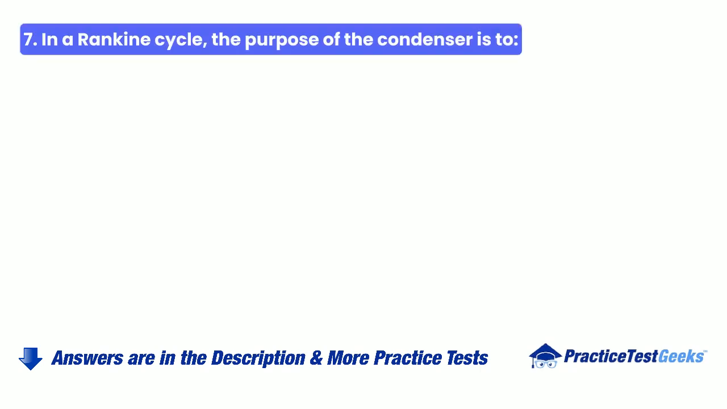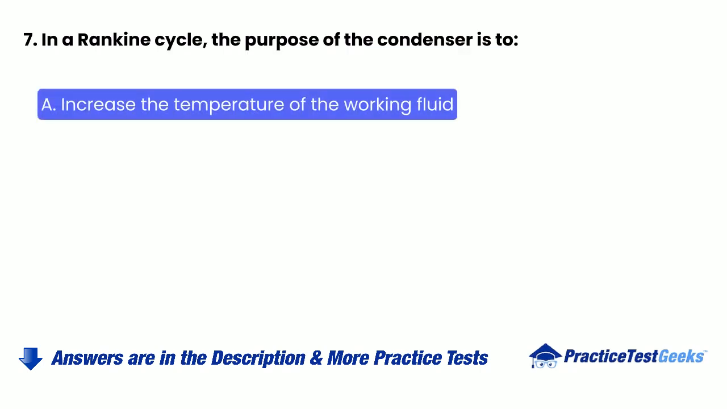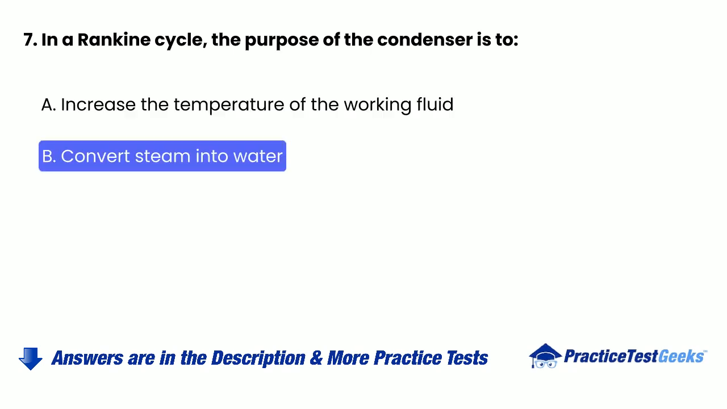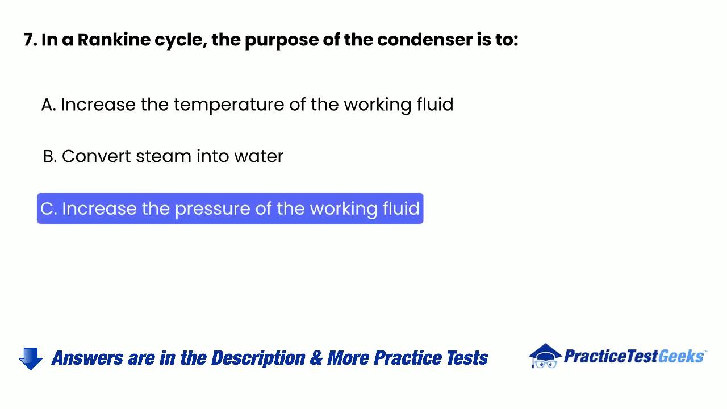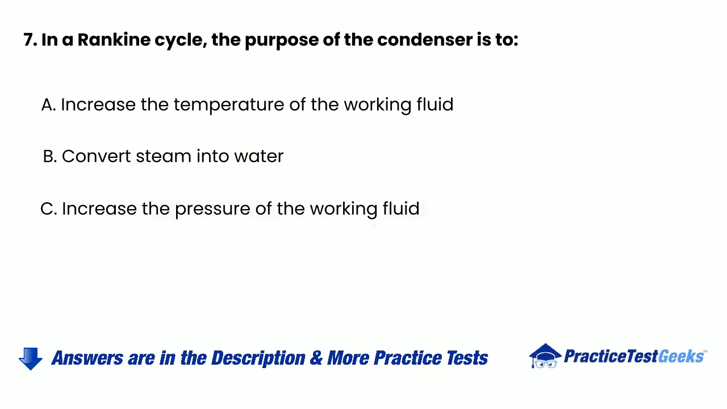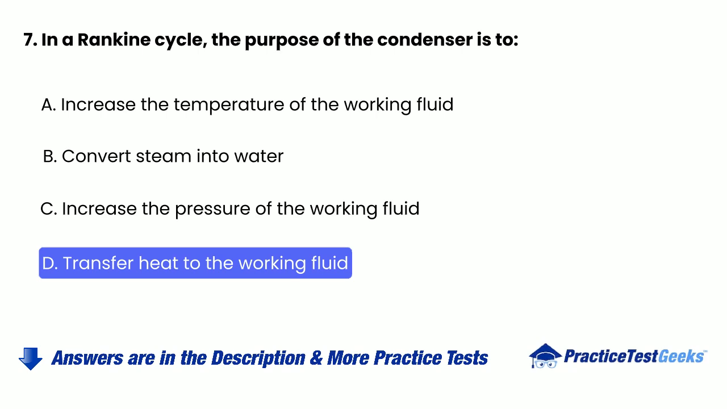7. In a Rankine cycle, the purpose of the condenser is to A. Increase the temperature of the working fluid. B. Convert steam into water. C. Increase the pressure of the working fluid. D. Transfer heat to the working fluid.